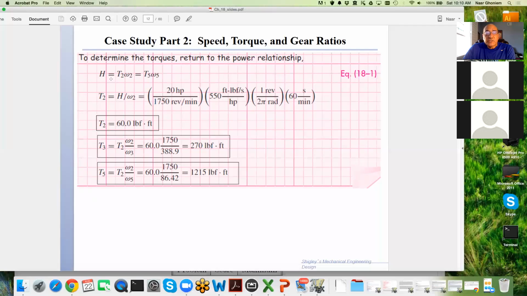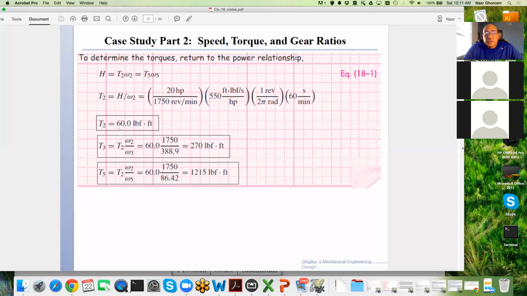But here there's no efficiency given, so it is assumed to be 100%. So the input horsepower is the same as the output horsepower, which is the product of the torque times the RPM with the conversion factor here. So you have to worry about these conversions. And then we can solve now for the torques on the input gear T2, on the intermediate gear T3, and on the output gear T5.